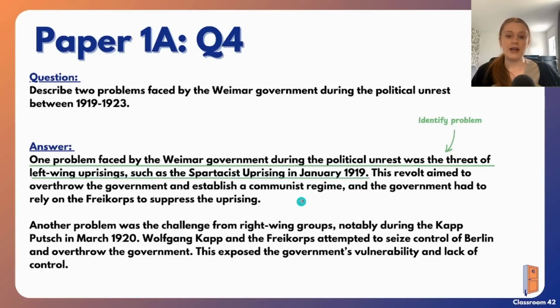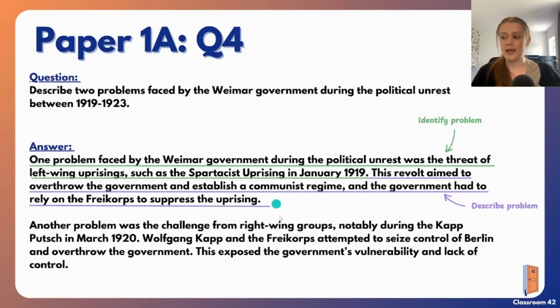So first of all, we are identifying our first problem. So our first problem is the threat of left-wing uprisings, such as the Spartacist uprising. Then we just need to describe the problem. So this revolt aimed to overthrow the government and establish a communist regime, and the government had to rely on the Freikorps to suppress the uprising. So we're explaining or describing how this was a problem for our particular group, so for the Weimar government. So we want to make sure if they're specifying a particular group of people, we are focusing on that particular group.